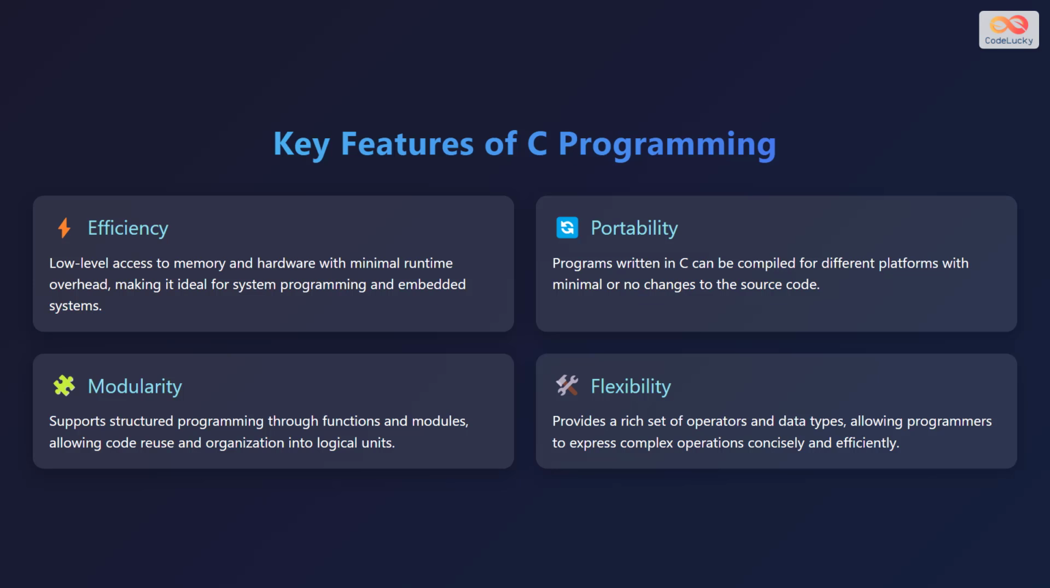Third, modularity. C supports structured programming through functions and modules, allowing code reuse and organization into logical units. Fourth, flexibility. C provides a rich set of operators and data types, allowing programmers to express complex operations concisely and efficiently.